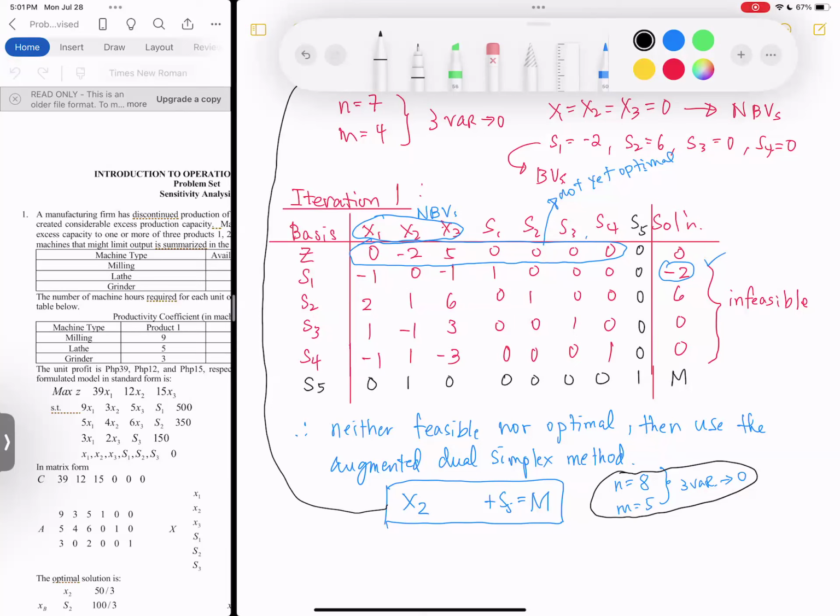So now, after augmenting this constraint to your iteration 1 tableau, you now have a tableau that is still infeasible. Okay, here, it's still infeasible and it's still suboptimal. But with this augmented constraint, what we want to do is to enter this variable. So you make this variable your entering variable.